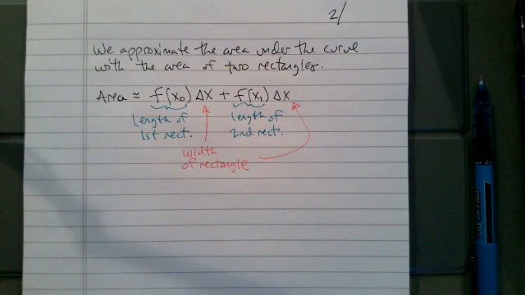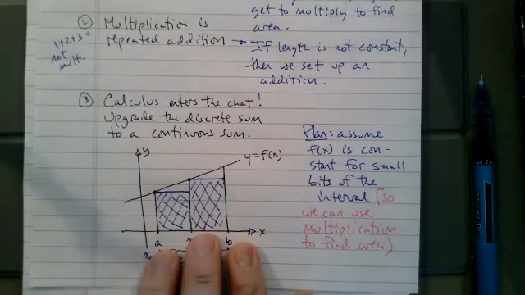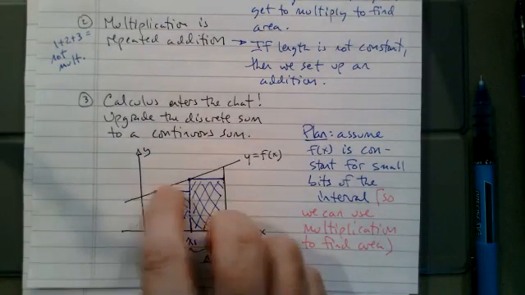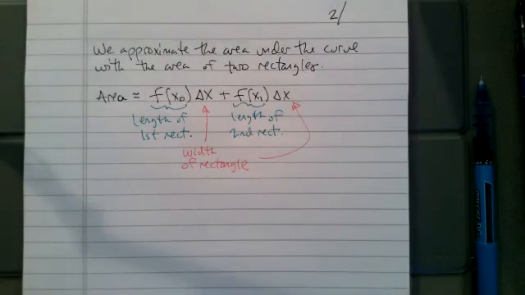This misses some of the area that we want. All I did was flatten out the function, and I used that as an approximation. So we can improve the approximation by using more rectangles.